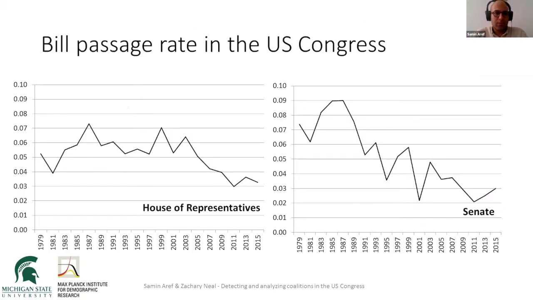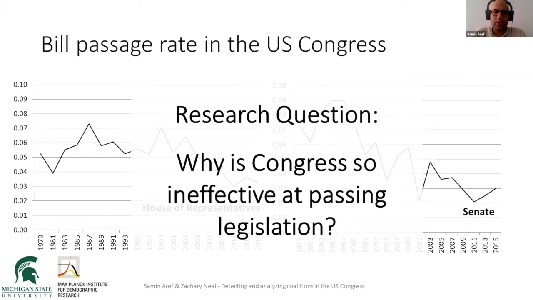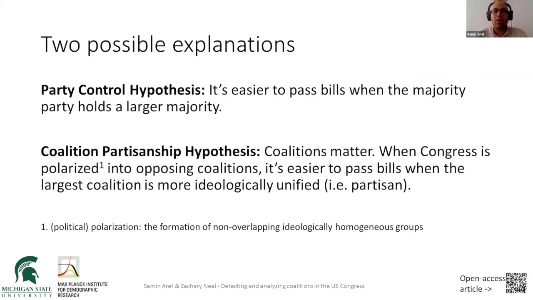All right, so the topic of the work we did was on bill passage rate in the US Congress. So if we look at each chamber of the US Congress, we see that the fraction of bills that are eventually passed into law has declined over time. And our research question is why Congress has been so ineffective at passing legislation. So we have two rival hypotheses as two possible explanations for the answer to this question. The first hypothesis is what we call the party control hypothesis. And it says it should be easier to pass bills if the majority party holds a larger majority.